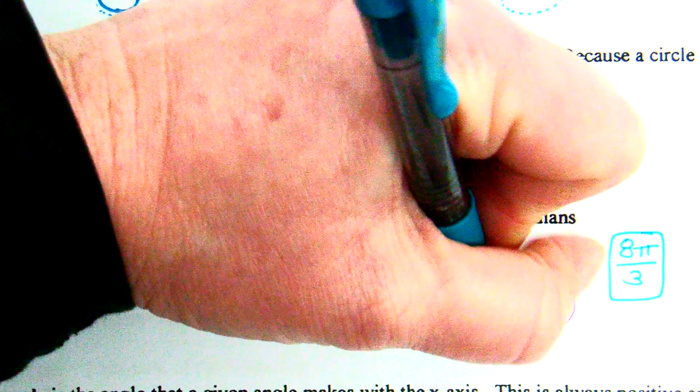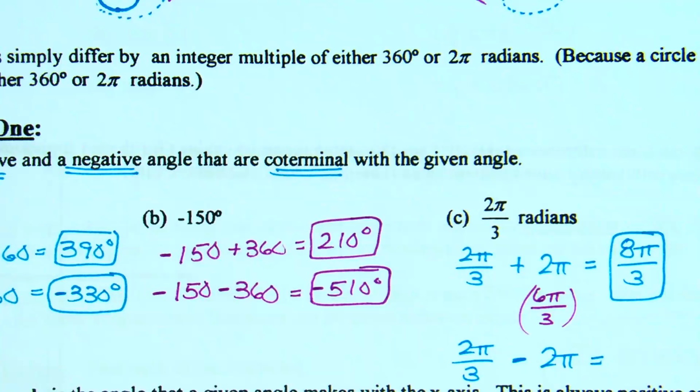Now I have to do 2 pi over 3 and subtract 2 pi. But 2 pi is 6 pi over 3. So 2 thirds minus 6 thirds. What's 2 thirds minus 6 thirds? Negative 4 thirds. So negative 4 pi over 3.